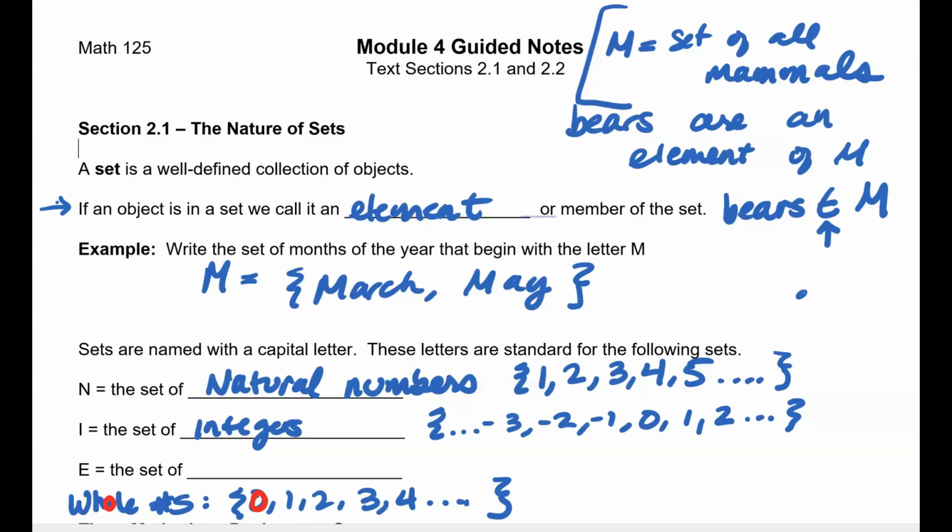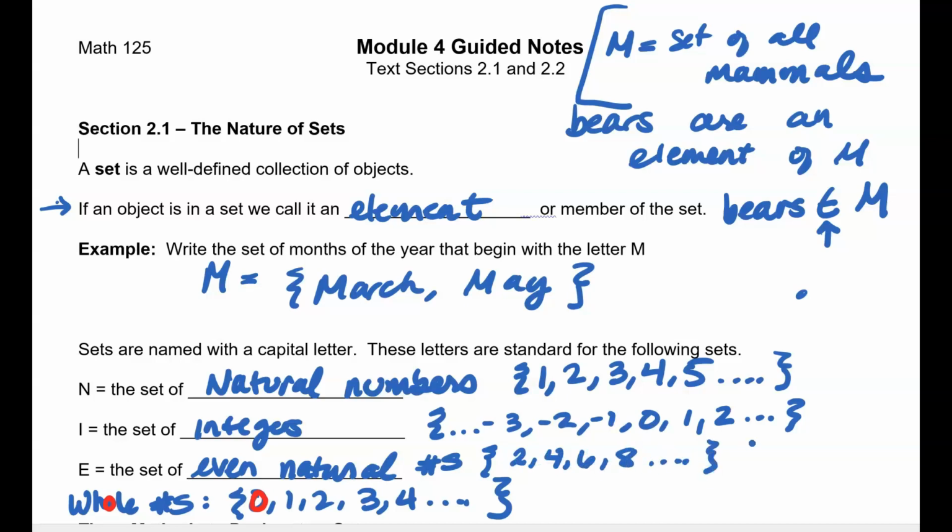So integers are positive and negative whole numbers, as opposed to just the positive version down here, including 0. And then last but not least, E is the set of even natural numbers. And those would be, if you look at our set of natural numbers, just those even ones. So the first ones in the set would be 2, 4, 6, 8, etc.